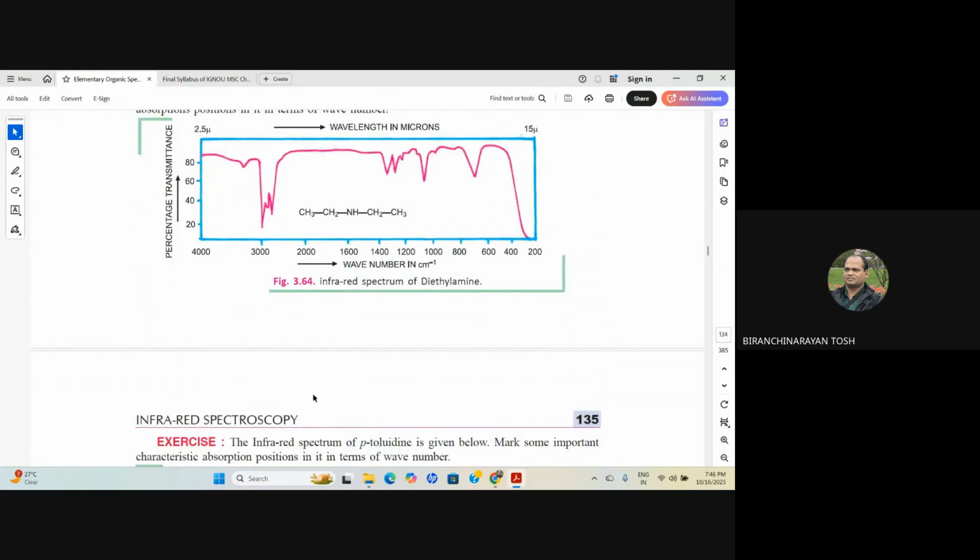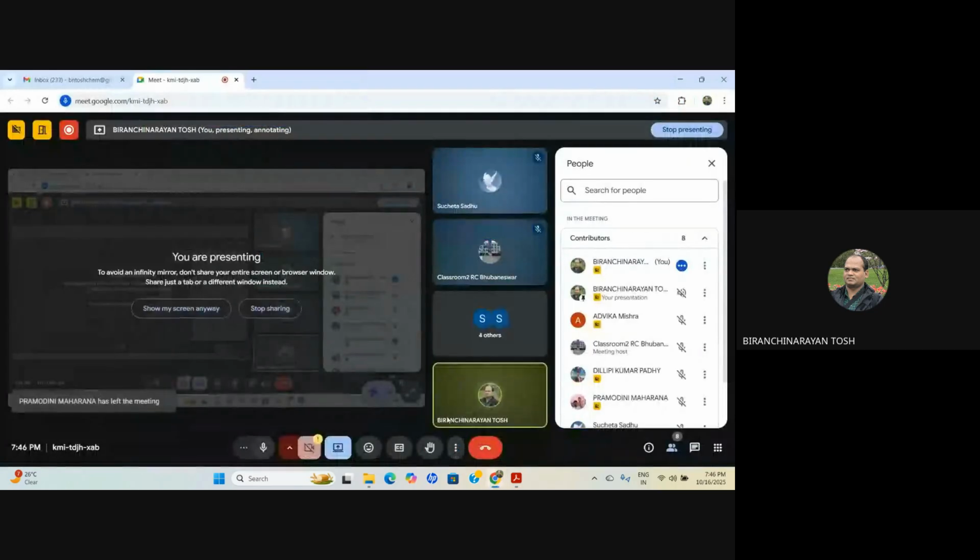So like this we can predict. That is all about infrared spectroscopy. Next we'll discuss NMR. Okay, thank you. Or any doubt?